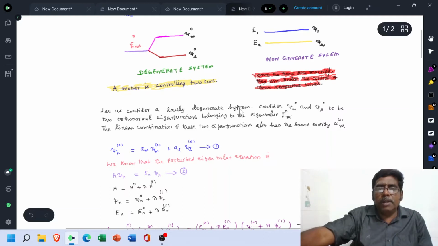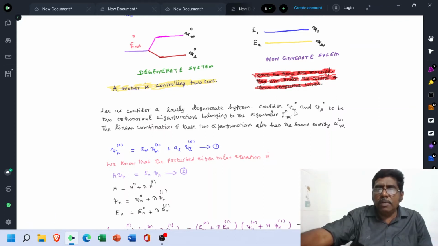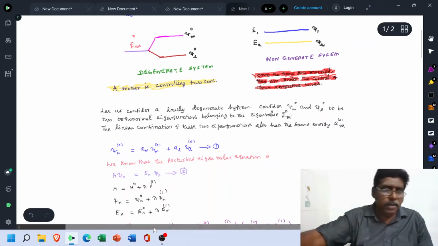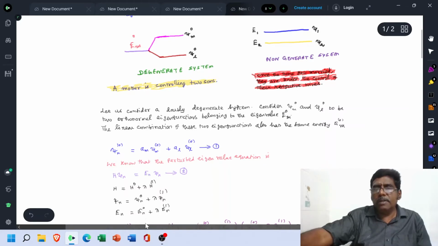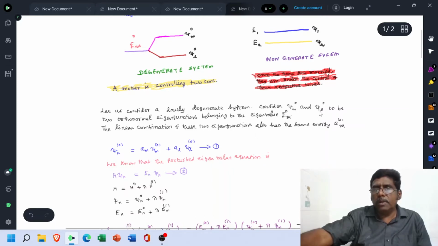Let us consider a doubly degenerate system. Consider psi m0 and psi l0 to be two orthonormal eigenfunctions belonging to the eigenvalue Em0. The meaning of orthonormal eigenfunctions is that psi m0 satisfies the normalization condition, and psi l0 also satisfies the normalization condition separately, which means that integral psi m0 star psi m0 d tau equals 1, and integral psi l0 star psi l0 d tau equals 1.